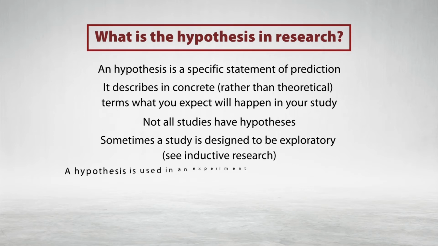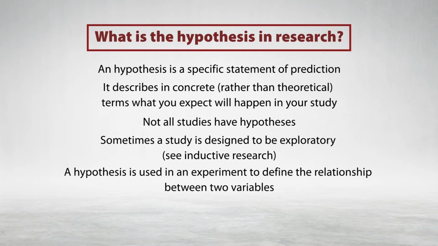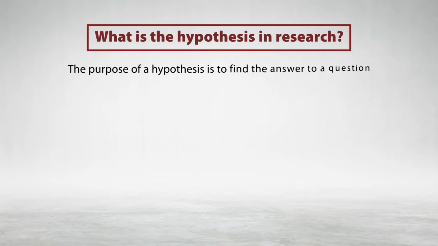So a hypothesis is used in an experiment to define the relationship between two variables. There is one variable which talks about one thing, and another variable which talks about something else. We will definitely talk about what the variables are and how this relationship, the bridge between the two variables, is going to be built. The purpose of a hypothesis is to find the answers to a question, and that is very true. When we have a hypothesis, a null hypothesis, and once we start doing the research, the alternate hypothesis also comes. So it comes to the questions which researchers had framed.